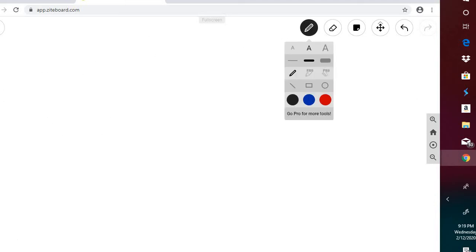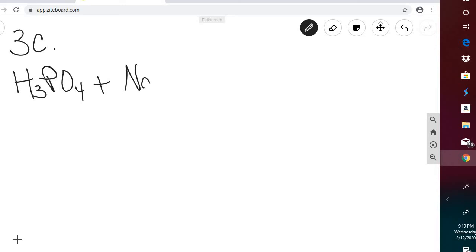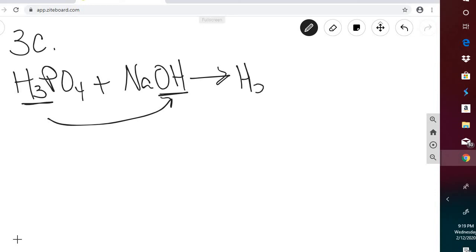Okay, and then 3c is between H3PO4 and NaOH, sodium hydroxide. Okay, so again, that hydroxide tells you that's the base, this tells you that's the acid. And so these hydrogens come over here, react with that to give us water. And then we have Na3PO4.